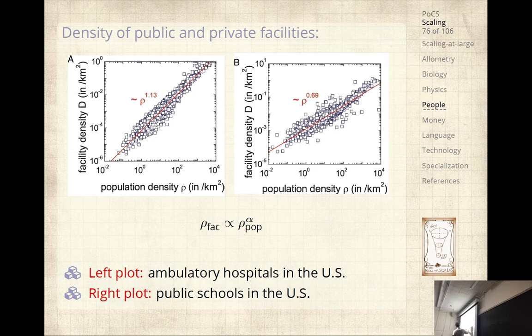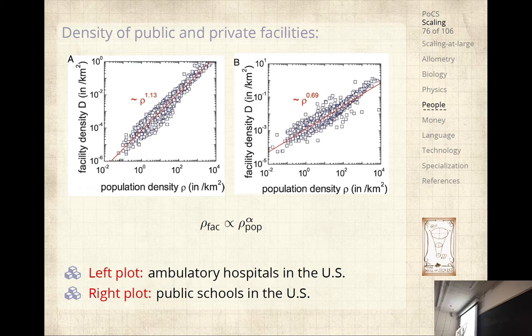So here are just two examples. This one, as I recall, is an interesting one. This is an ambulatory hospital. As population density goes up, the density of these hospitals tends to increase superlinearly, right? So you're actually getting more of them the more dense the population is. This is a pretty big range. This one is sublinear, quite strongly, and this is public schools in the US. This is from a study that looked at the US and South Korea, quite different places.